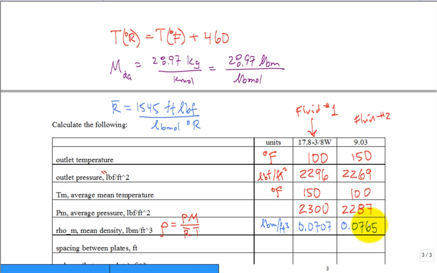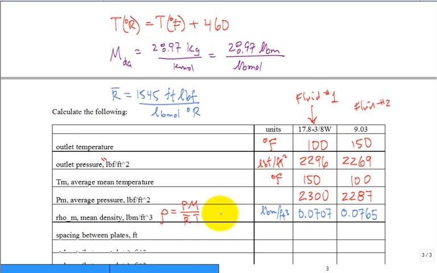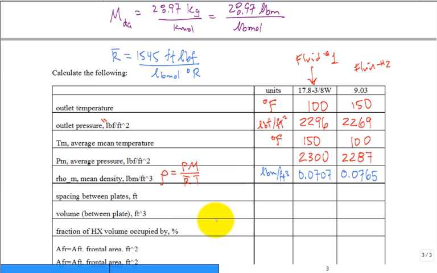Okay. Now, this one is just reading the diagram. This one's easy. The spacing between the plates. Okay, and we want it in feet. And on that diagram, it may be in inches. On the diagram that I gave you, it may be in inches. True? So I'm going to pause and let you read that diagram and get the spacing off in feet.